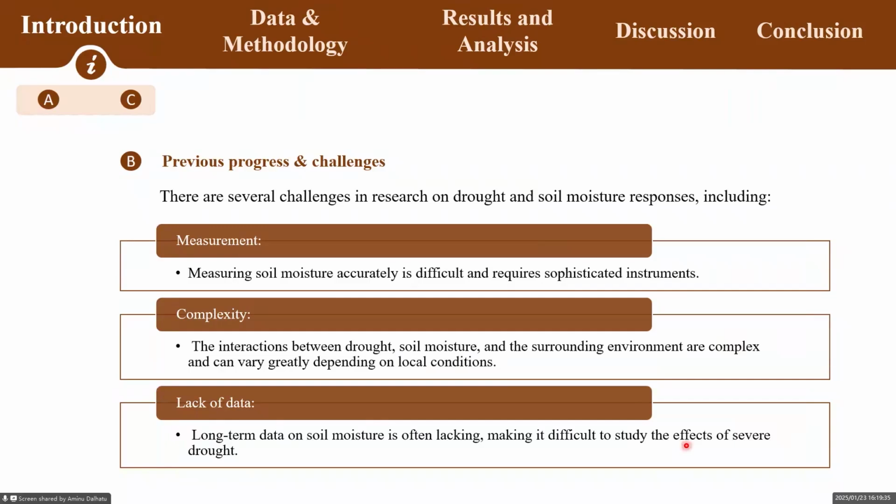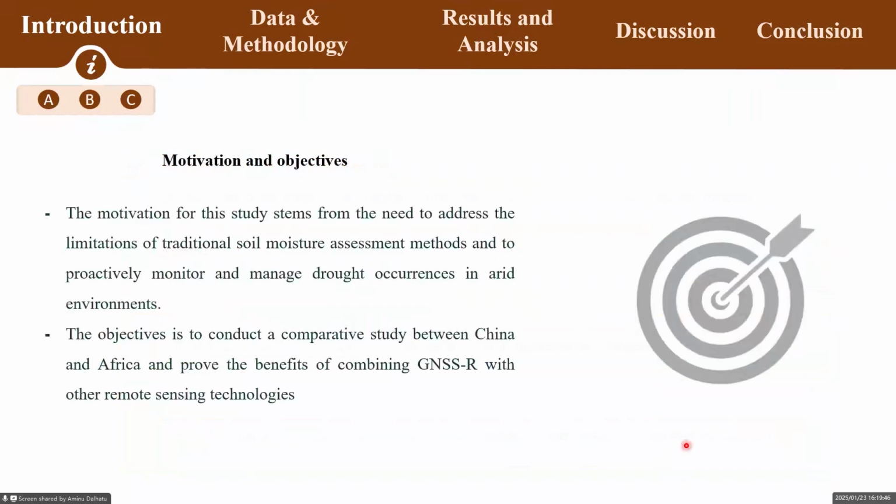Can you add any challenges that you have faced when looking at data for your study? There are so many challenges, but these are just some examples. Now, for the motivation, I can say that it stems from the need to address the limitations of traditional methods. But to be honest, as an African myself, I know for certain that drought and soil moisture variation affect our countries so much that we need a more involved understanding of these phenomena.